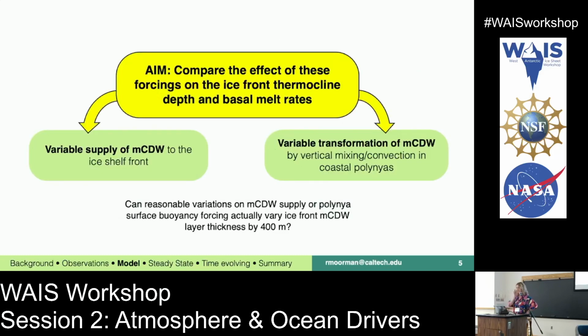So the aim of this project was to develop a really simple model that we could use to compare the effect of these two forcings: the variable supply of warm water and the variable consumption of warm water due to vertical mixing in these polynyas. The simplicity of the model was a really big focus of this project because we wanted to be able to clearly target the question: can reasonable variations in warm water supply and surface sea ice formation cause such large changes in the thermocline displacement that we're seeing in the observations? We hadn't really had a lot of quantitative calculations to say, if you have this amount of extra warm water coming towards the coast, can that actually inflate the thickness at the coast by the amount that we're seeing, by about 300?